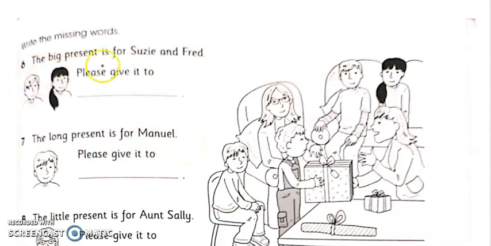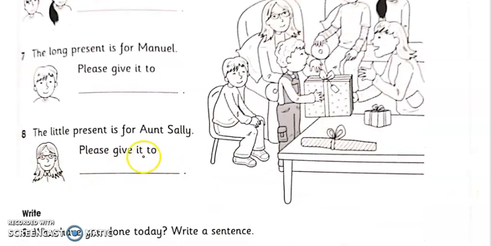The big present is for Susie and Fred. Please give it to them, because Susie and Fred are plural, so these are two, so you will write here them. Please give it to them. The long present is for Manu. Please give it to him because this is a boy, so you will write him. The little present is for Aunt Sally. Please give it to her.